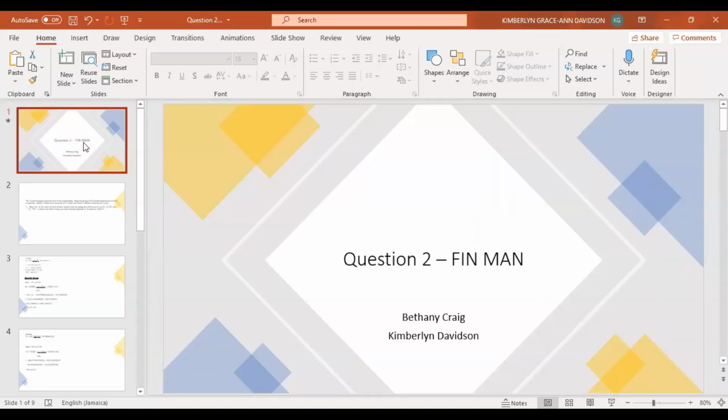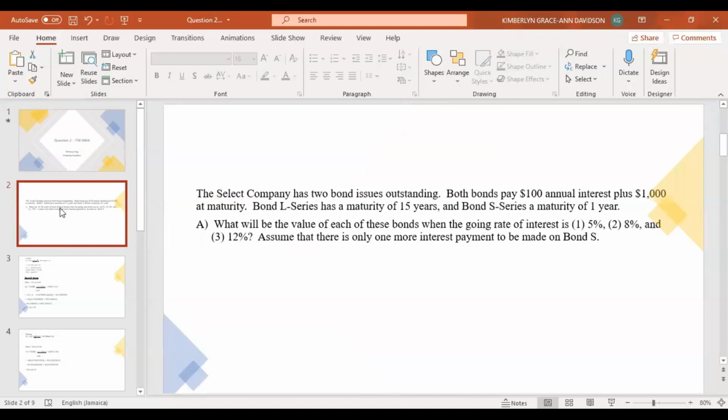This is question 2 of FINMA tutorial sheet 5, which will be done by Brittany Craig and Kimberly Davidson. The question states, Select Company has 2 bond issues outstanding. Both bonds pay $100 annual interest plus $1,000 at maturity. Bond L series has a maturity of 15 years and Bond S series has a maturity of 1 year. What will be the value of each of these bonds when the going rate of interest is 1, 5%, 2, 8%, and 3, 12%? Assume that there is only one more interest payment to be made on Bond S.